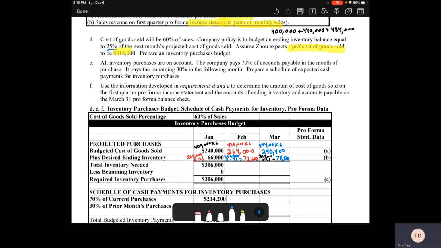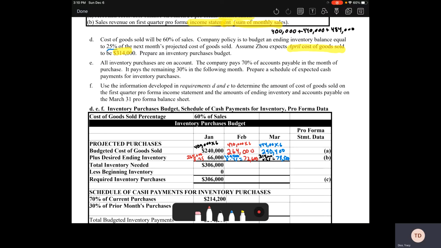So now that tells us, all right, we need to figure out our total inventory needed. So for January, we had our budgeted cost of goods sold at 240,000. We want a desired ending inventory of 66. So our total inventory is just adding those two up.